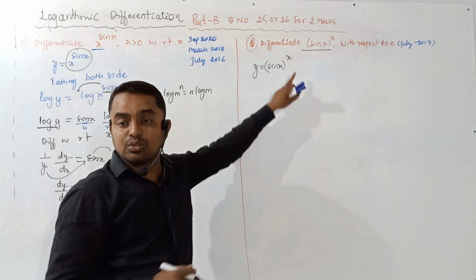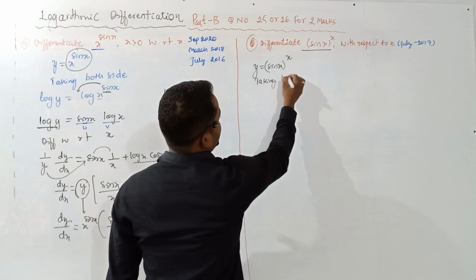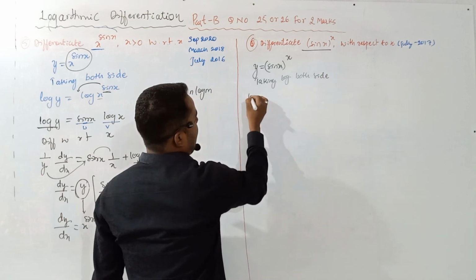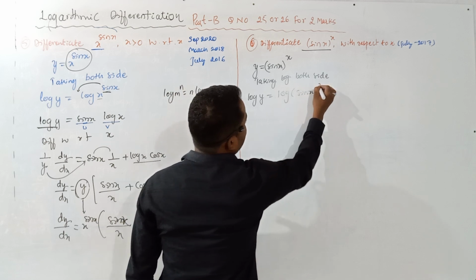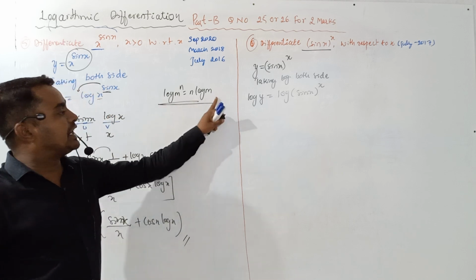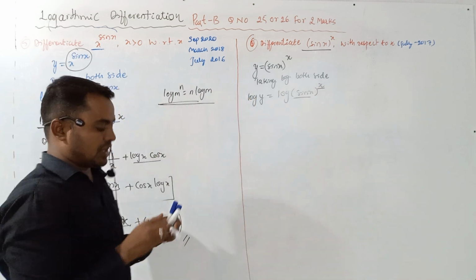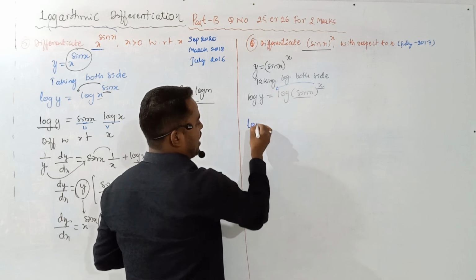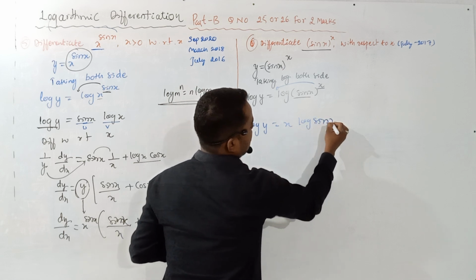We have to take log both sides, in the same manner as we did in the previous problem. Taking log both sides, log y is equal to log of sin x raised to x. Again we apply the property log m raised to n is equal to n into log m. Here m is sin x and n is x, so x comes to the front. After applying the property, log y is equal to x into log sin x.